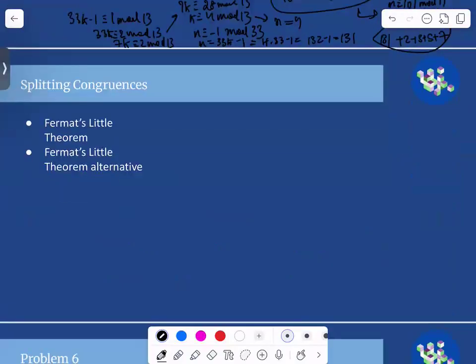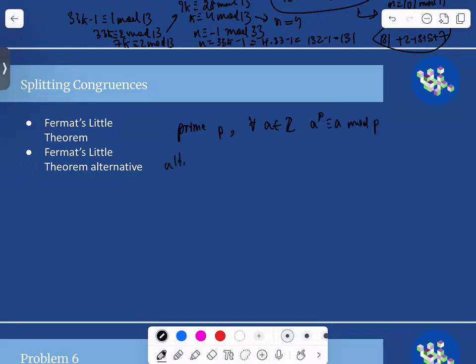So now I have some problems on splitting congruences. For these problems, a kind of preliminary that you should know is Fermat's little theorem, which states that if you have a prime p, then for any integer a, we have that a to the p is congruent to a mod p.